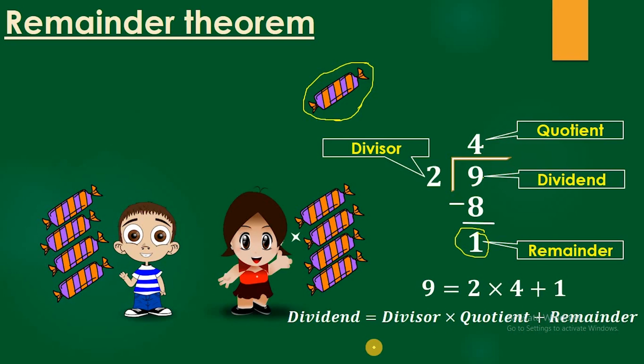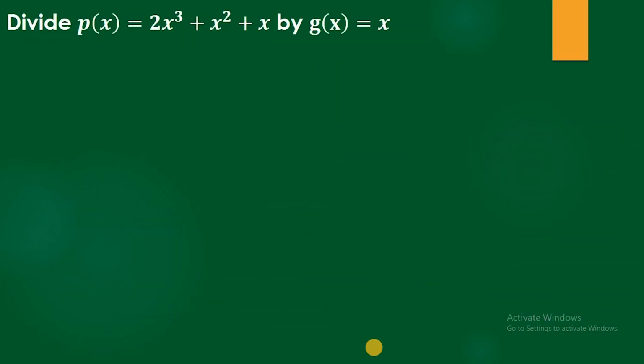Okay, now let's try to understand remainder in polynomials. In polynomials also, we have learned how to divide 2 polynomials in class 8: a polynomial by a monomial, a polynomial by a binomial, and a polynomial by a trinomial. So let's try to understand remainder in division of 2 polynomials. For example, we have to divide p of x equal to 2x cubed plus x squared plus x by g of x equal to x. When you divide it, you write the dividend first, that is 2x cubed plus x squared plus x divided by x.